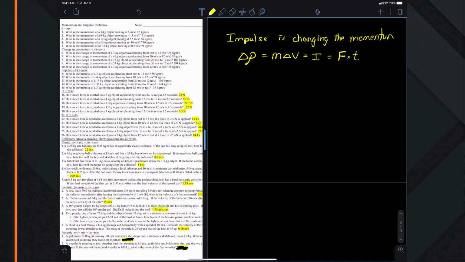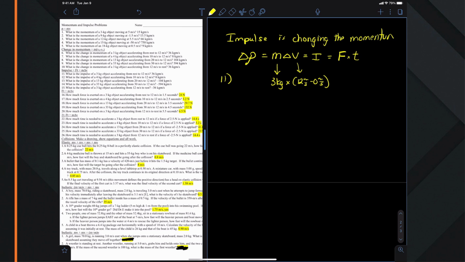All right, so for number 11, we're going to use that concept, and it says, what is the impulse of a 3 kilogram object? Well, 3 kilograms, that fits right here. So I'm going to put 3 kilograms. It says it's accelerated from rest to 12 meter per second. So I'm going to go times, well, a change in velocity, that's this guy. So 12 meter per second minus 0 meter per second.